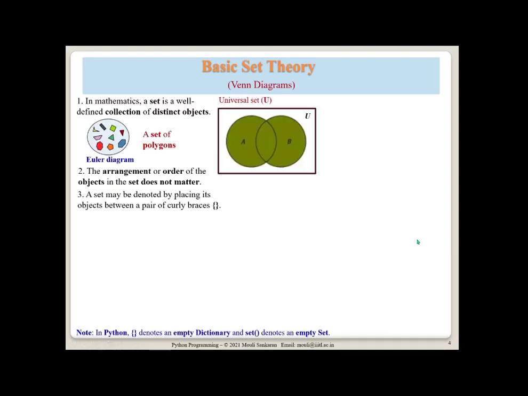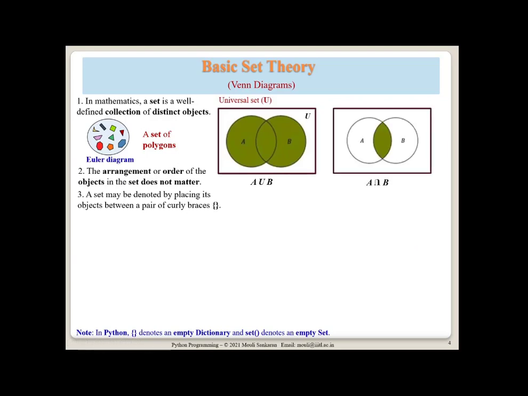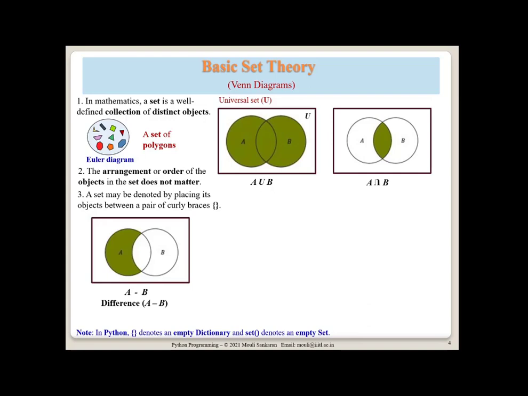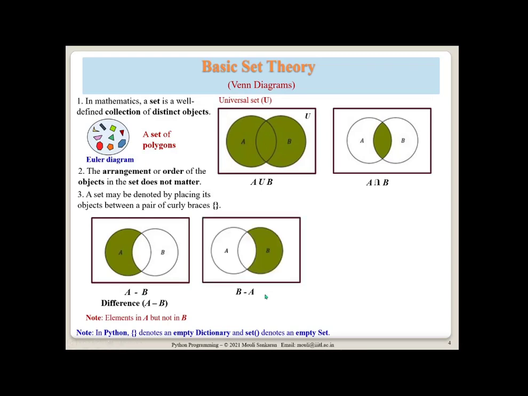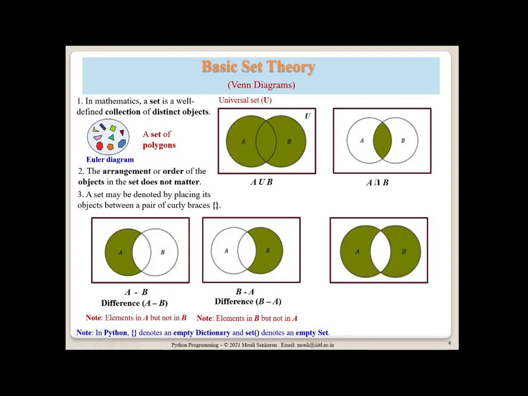Very good. So universal set, A and B, two sets. A union B covers all the elements in them. A intersection B and A difference B, A minus B. The color shaded area is what I am saying here: elements in A but not in B. Here, elements in B but not in A, the difference B minus A. So A minus B and B minus A are different if the sets are different.